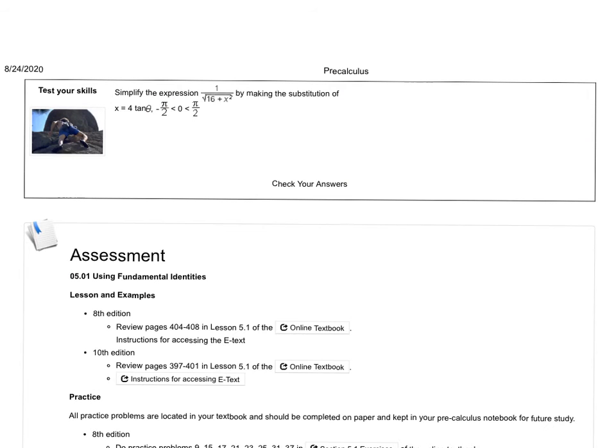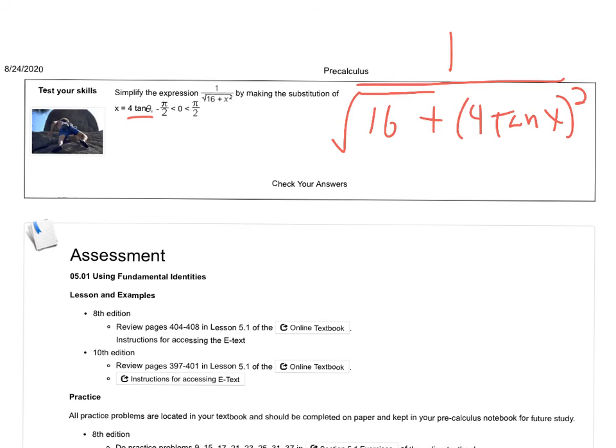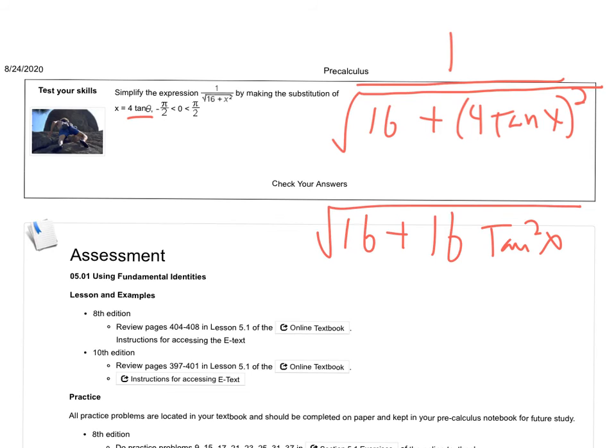Okay, for this last one, they're telling us to substitute in 4 tan x for the x. So I'm going to write this as the square root of 16 plus 4 tan x squared. And then we've got 16, well, let's see, 4 squared is 16, and tan squared, we'll just write as tan squared x. And that's still underneath the square root. And I see I can factor 16 out of everything.